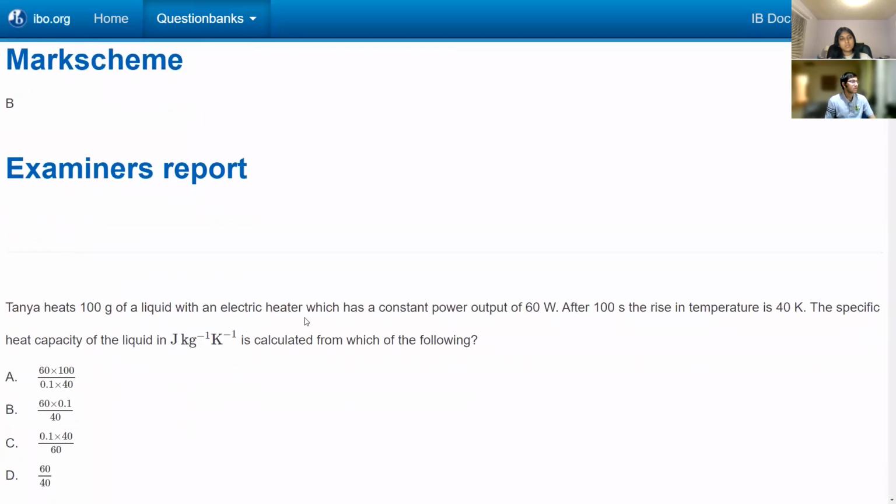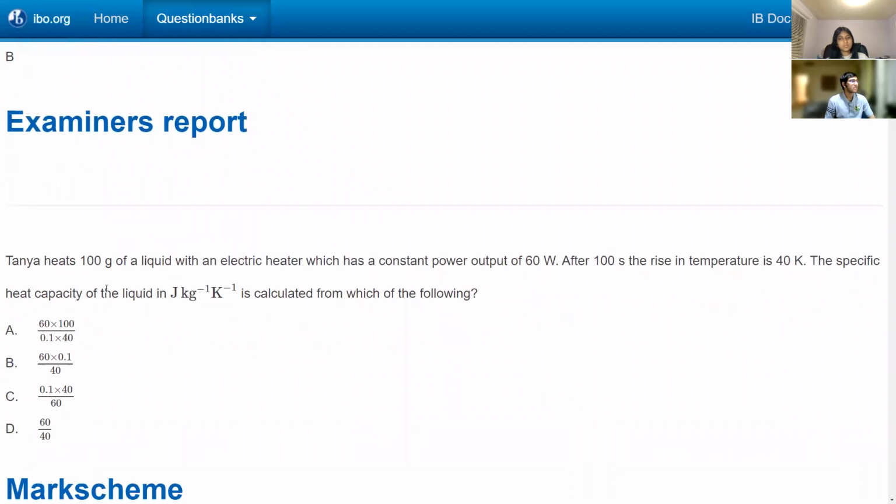Anyways, Tanya heats 100 grams of a liquid with an electric heater, so it has a constant power. Have we done this one yet or no? I don't think so. After 100 seconds, the rise in temperature is 40 Kelvin. The specific heat capacity is calculated from which of the following? So it's in joules per kilogram Kelvin. So I think it's A.